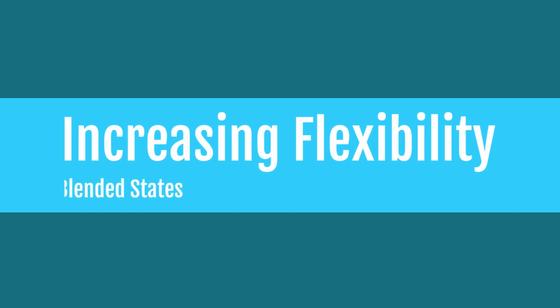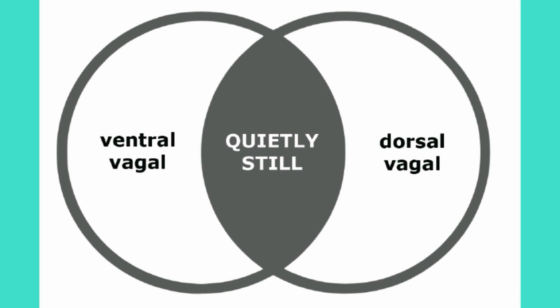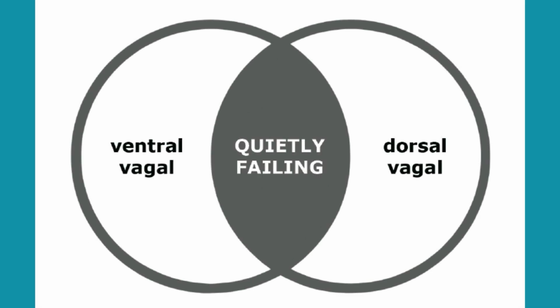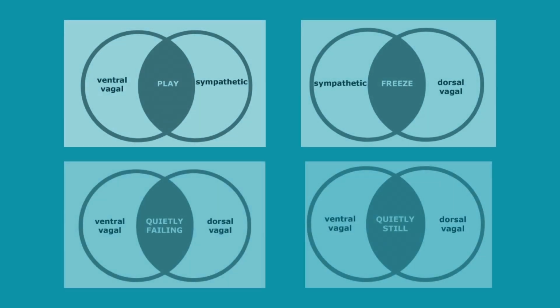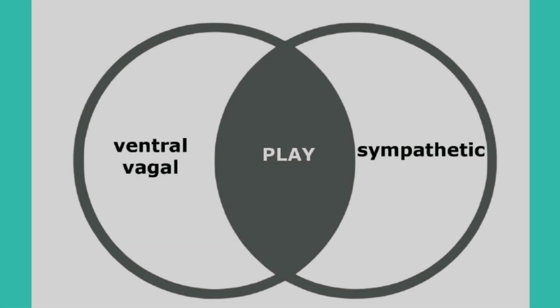Increasing flexibility with blended states. Knowing how to access resources leads to additional nervous system responses. You're now able to blend states and become more playful when desired, or quietly still without shutting down altogether. Blended states are two nervous system states coming together to create more options for how we show up in the world. Play is a blending of ventral vagal and sympathetic states.